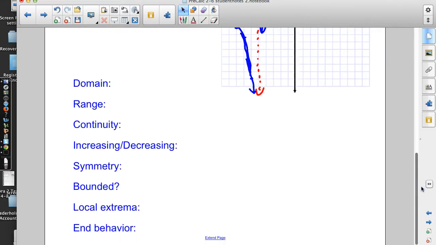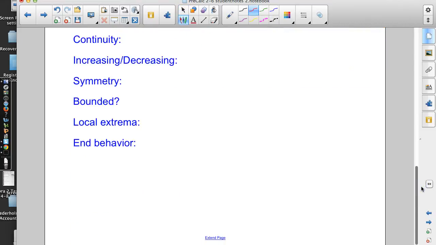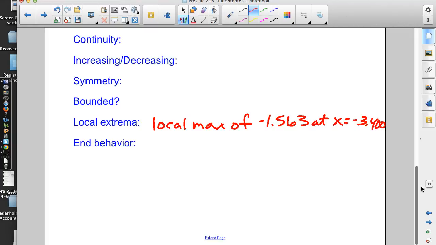So let's go all the way down here to local extrema for a second and put local max of our y value, negative 1.563, at x equals negative 3.400, because again, that shows those AP graders that you knew I had to use a graphing calculator for this, and this is how we do the rounding with our graphing calculators. We go to those 3 decimal places.